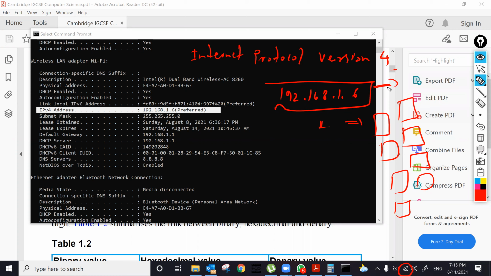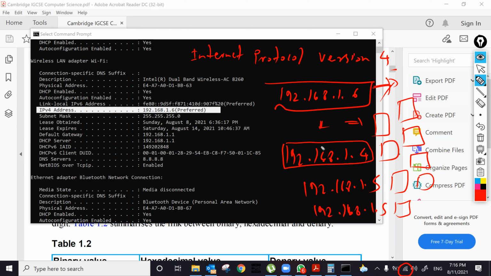This will never duplicate with some other device because this is unique. My other devices have 192.168.1.4, and this should be 192.168.1.5. So this is unique from my address. When I have a tab, my tab is accessing the internet from this address. I have a smartphone, and my smartphone goes to the internet from this address. So unique address. Got it?